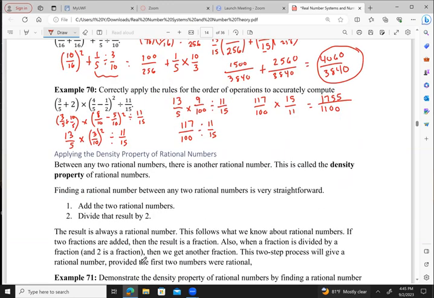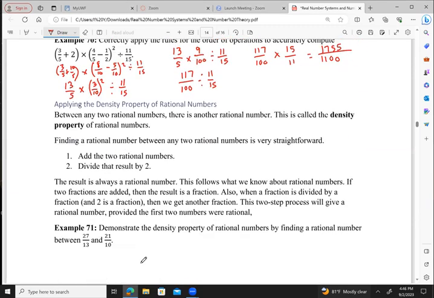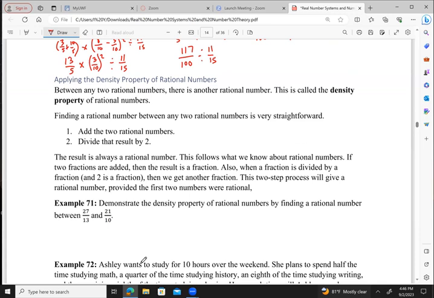All right. So now we're going to talk about the density property of rational numbers. Between any two rational numbers, there is another rational number. This is called the density property of rational numbers. Finding a rational number between any two rational numbers is very straightforward. Add the two rational numbers, divide that result by 2. The result is always a rational number.